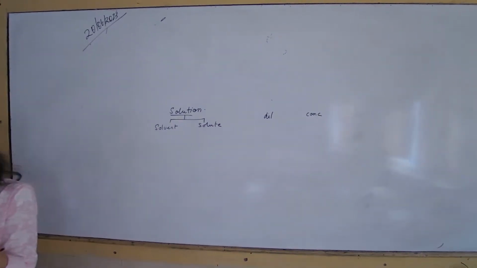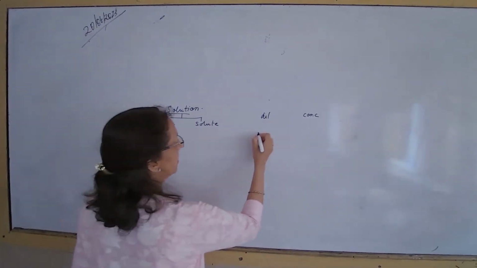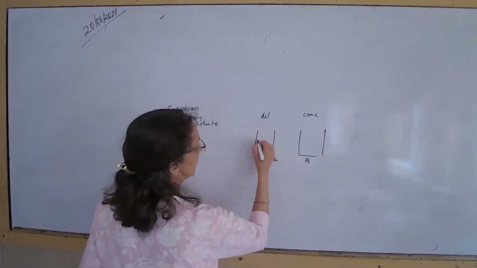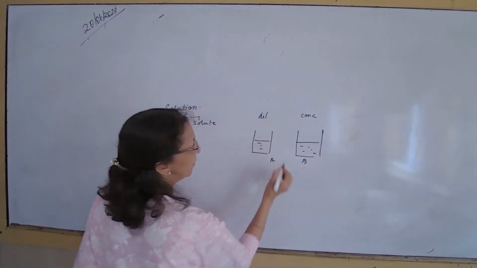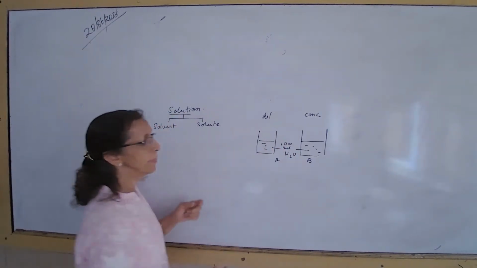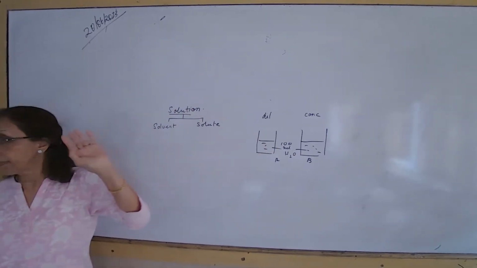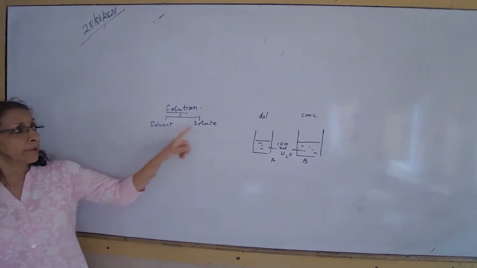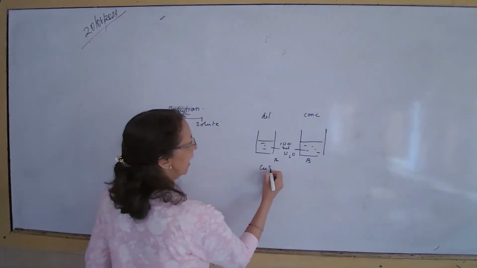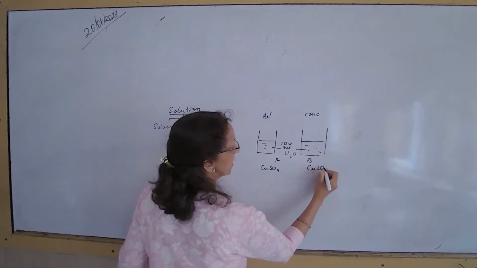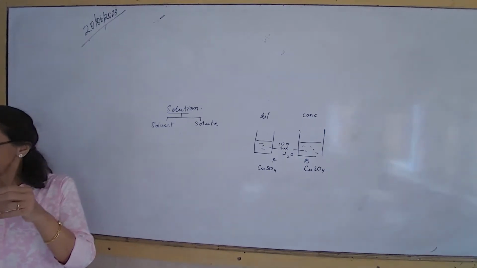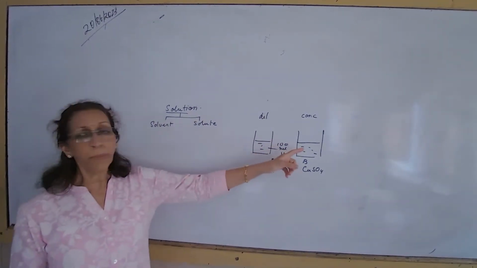One is visually. Let me give you an example. Suppose I take a beaker, this is beaker A and this is beaker B, and in both I'm taking the same amount of liquid, let us say 100 ml of water. So in both we have the same solvent. But now we have to understand the solute. In one I'm putting copper sulfate, and in the other one also I put copper sulfate. Copper sulfate is a typical blue color crystal. So when you dissolve it in water, the solution will become blue.